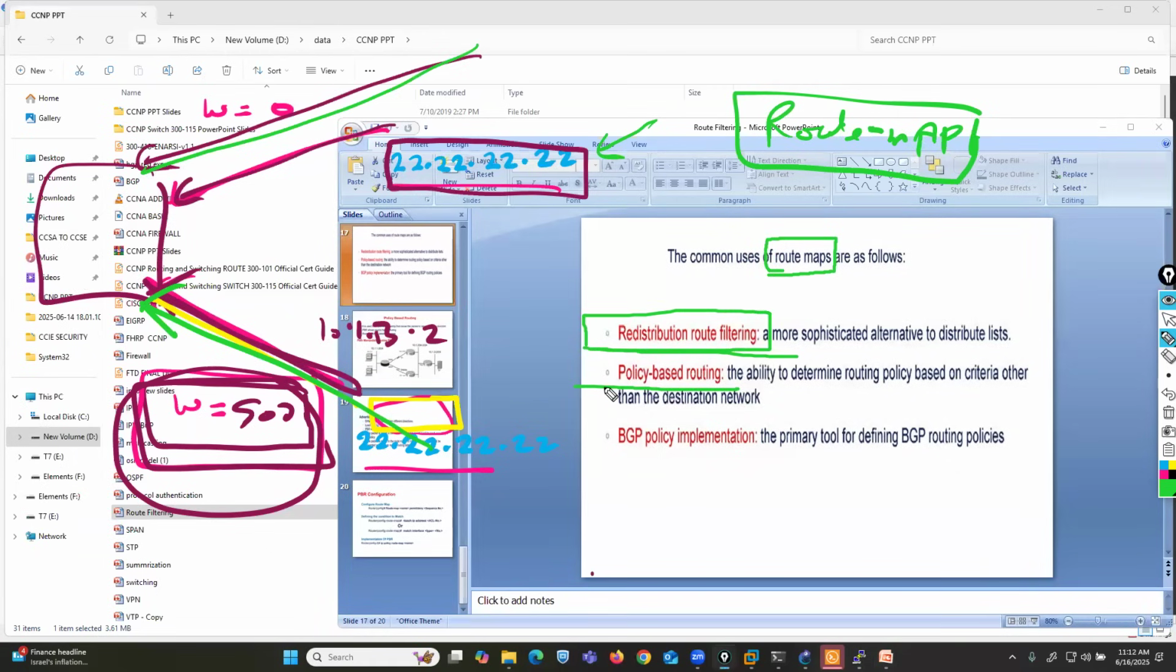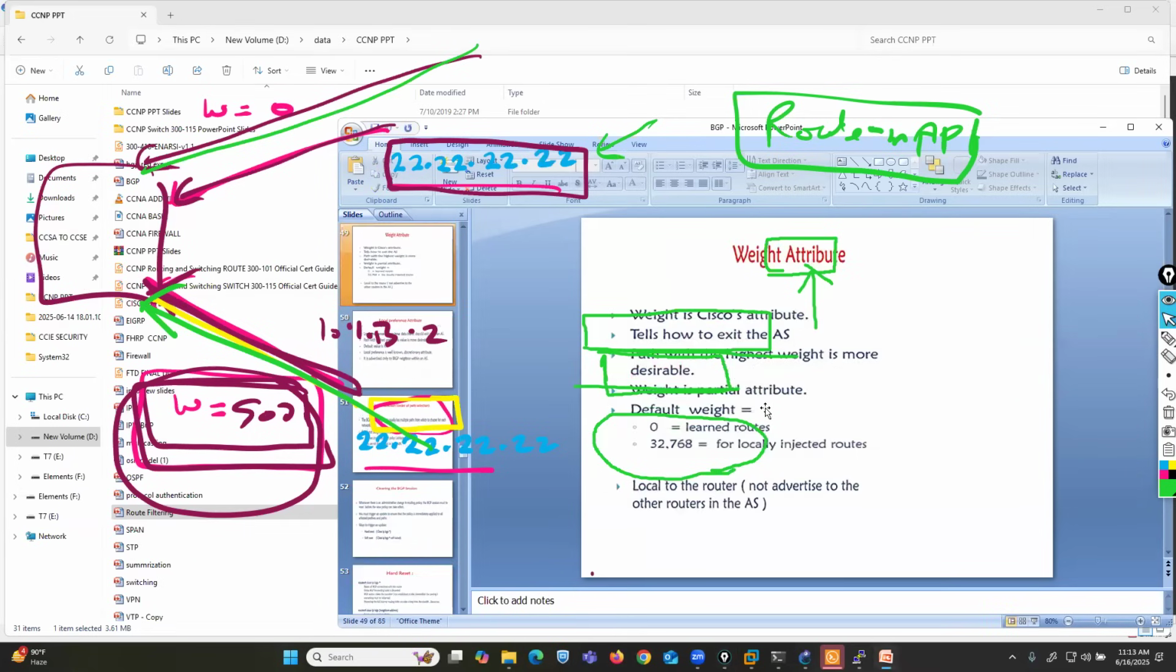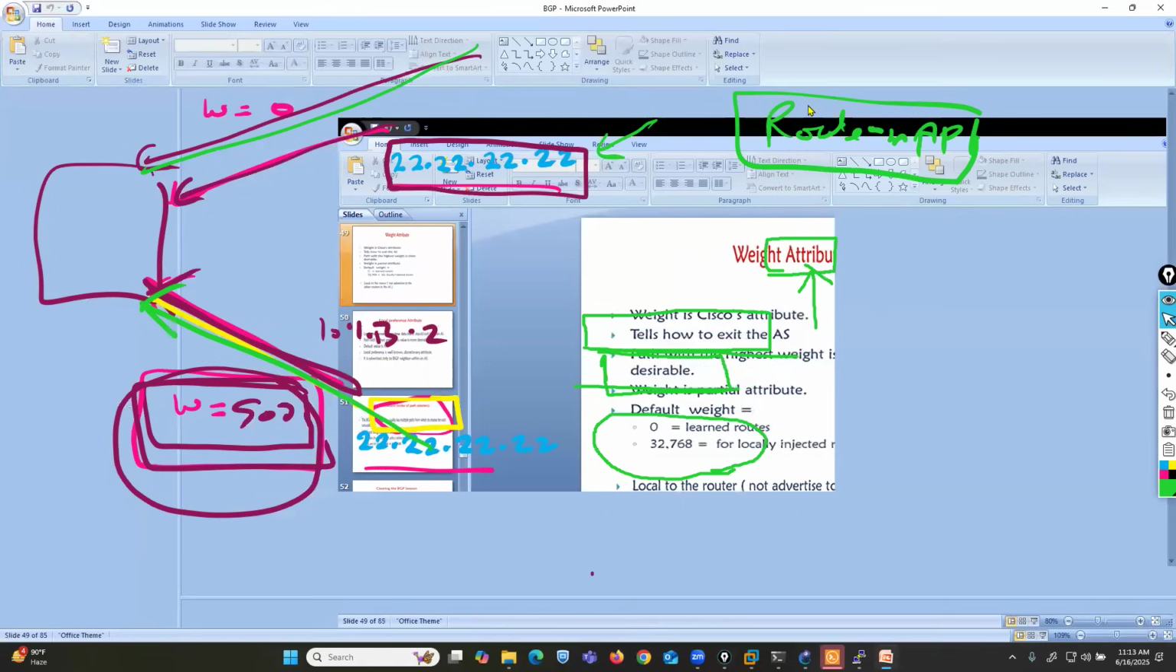Route map you can use in policy-based routing, and we completed our labs on policy-based routing: source-based, destination-based, services-based, packet size, if you remember. Now again I'm using route map, but in BGP policy implementation. So again, we are taking the help of route map.